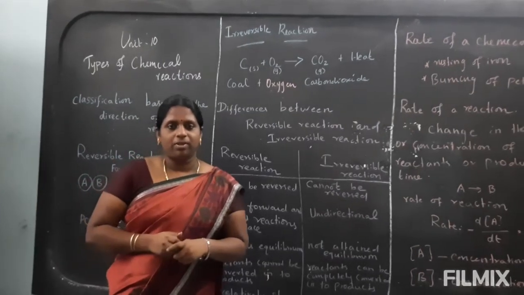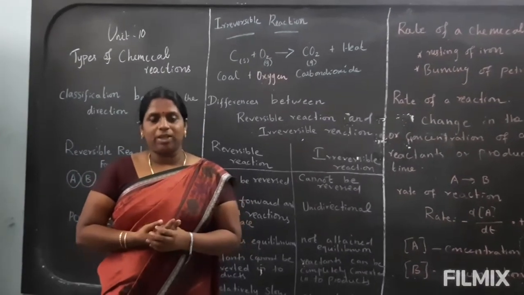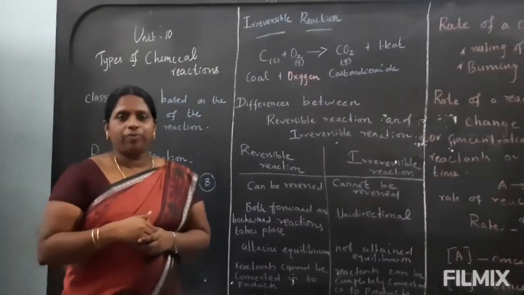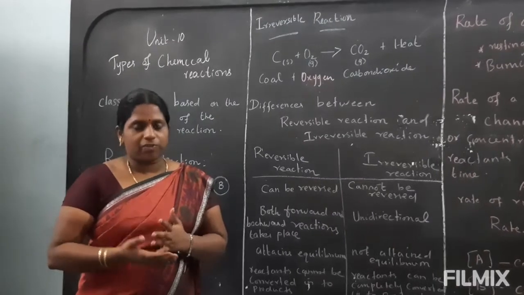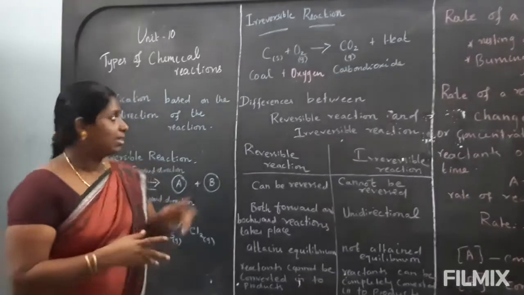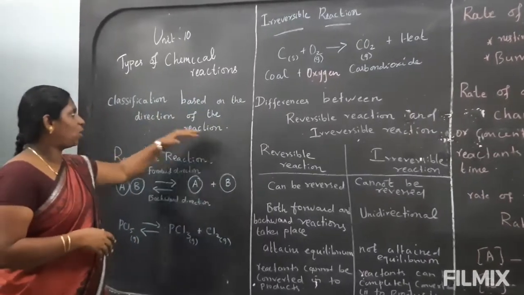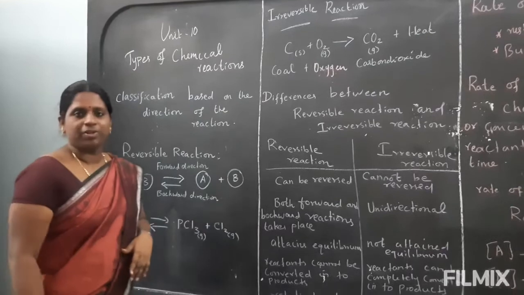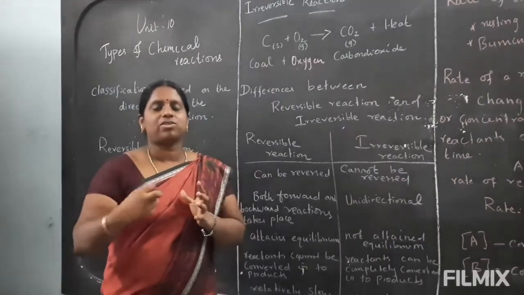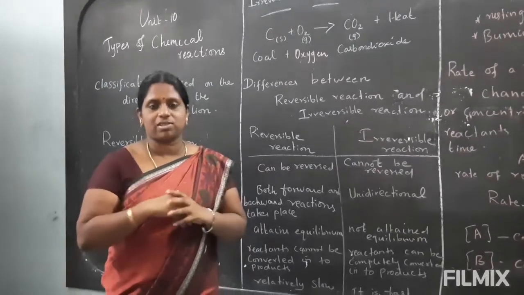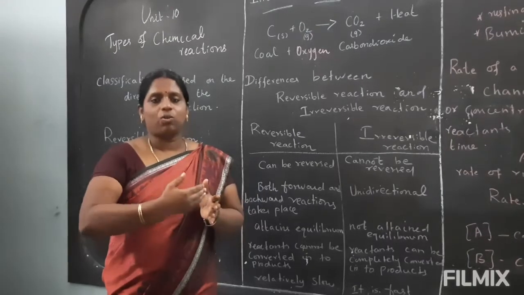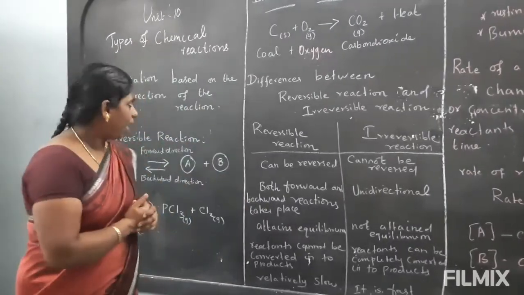Welcome students. Let me continue the same unit, types of chemical reactions. In the last video we saw the types of chemical reactions and the introduction part. What we are going to see today is the classification based on the direction of the reaction. Direction of the reaction means how the chemical reaction shows changes, forward or backward. Let me see what the classification is.